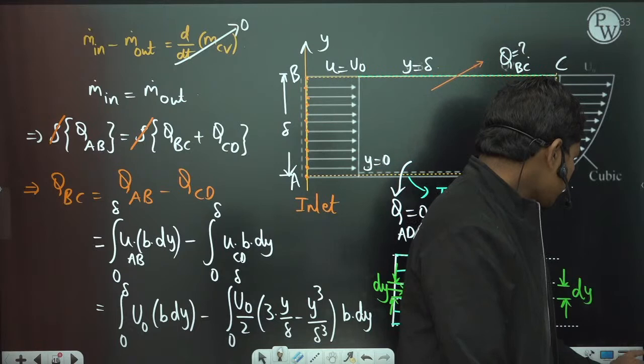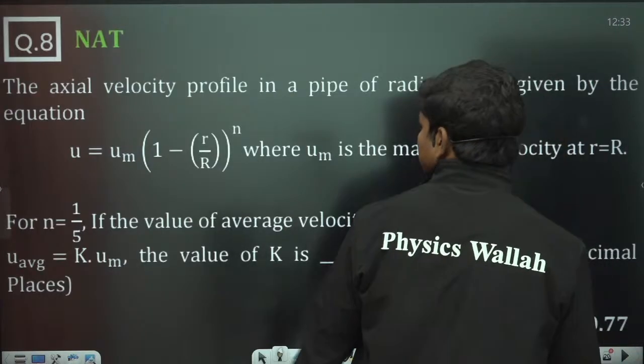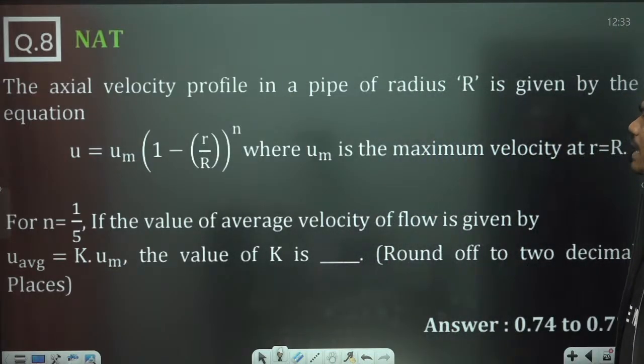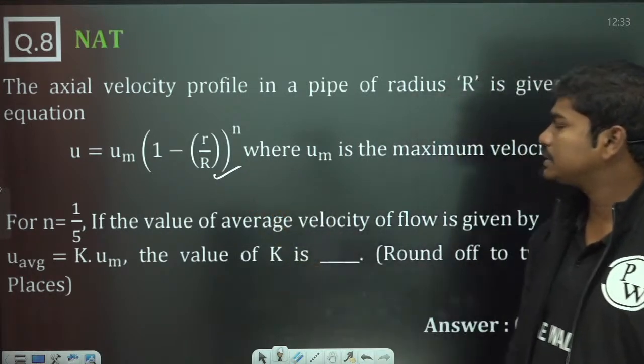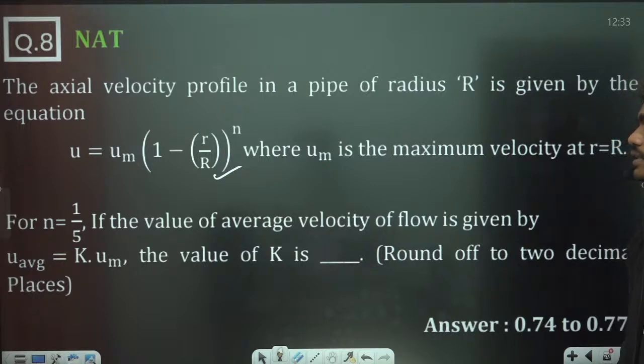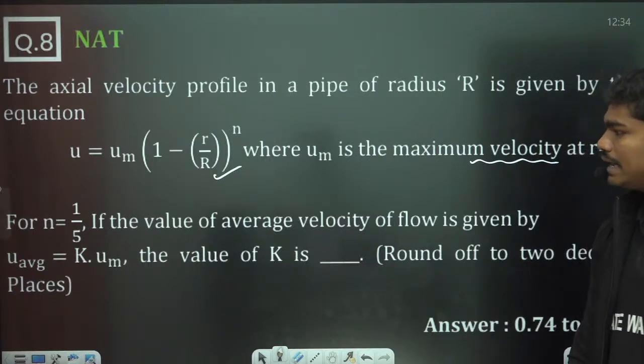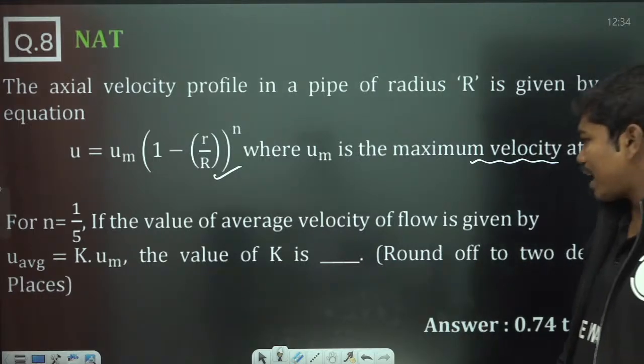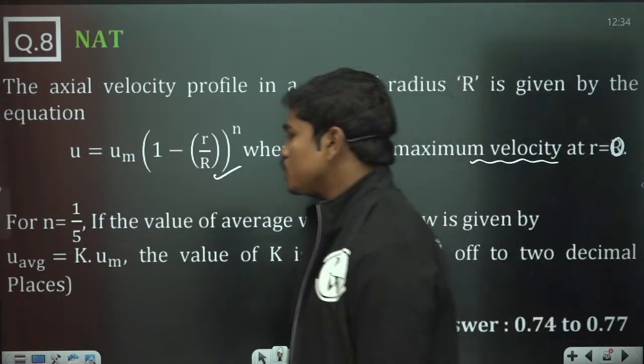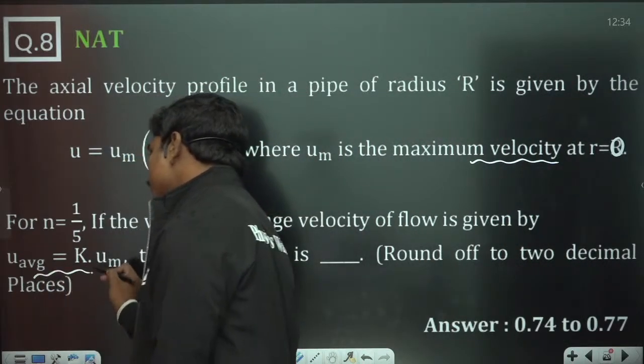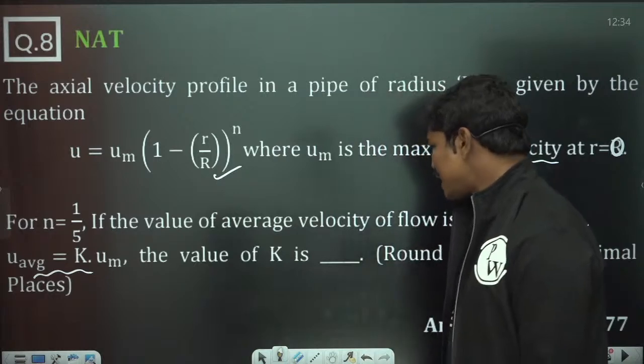Okay, now let's go for the next question. The axial velocity profile in a pipe of radius R is given by the equation u is equal to um times 1 minus small r by capital R whole power n, where um is the maximum velocity. At radius r is equal to 0, because if it is maximum, then this is at radius r equal to 0. For n is equal to 1 by 5, the value of average velocity of the flow is given by u average is equal to k times um. The value of k is dash.